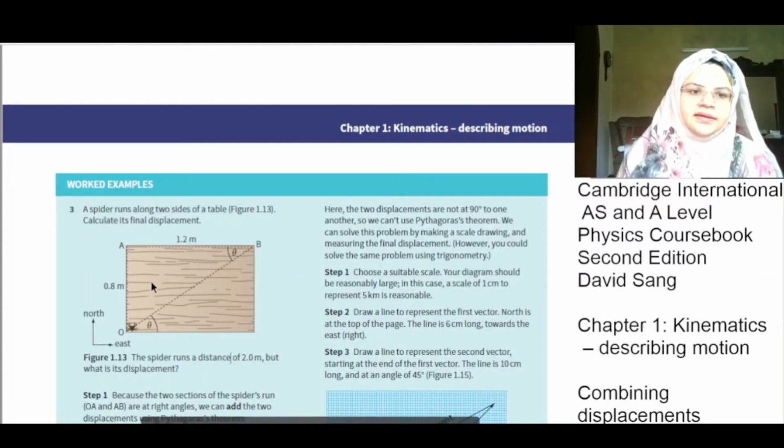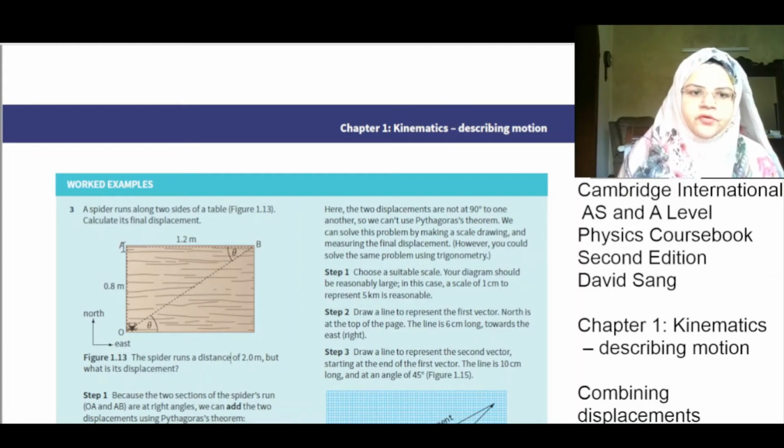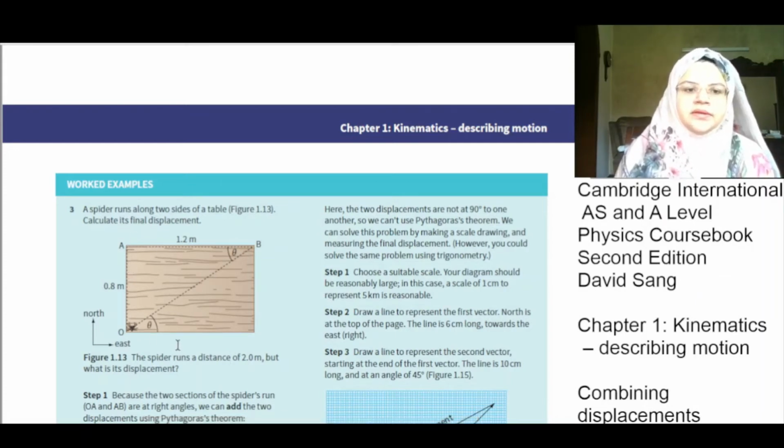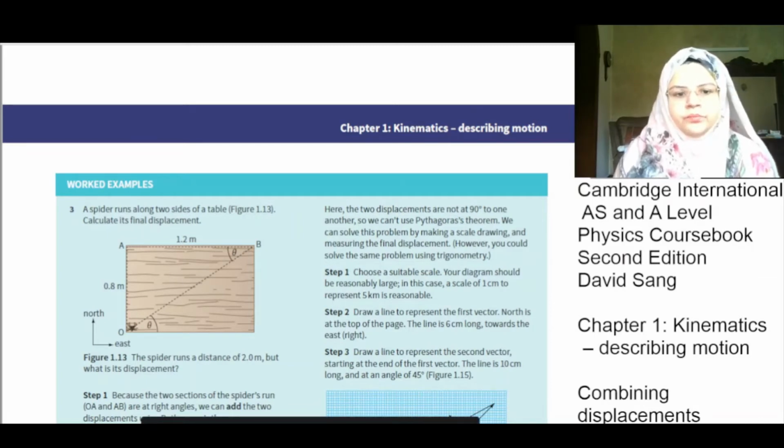If we look at the figure, we see that it forms a right angle triangle. The distance between origin and A is 0.8 meter, and from A to B it is 1.2 meter. We need to find the length of OB. We will apply the Pythagoras theorem, which is OB squared is equal to 0.8 squared plus 1.2 squared, and from that we get OB is equal to 1.4 meters.